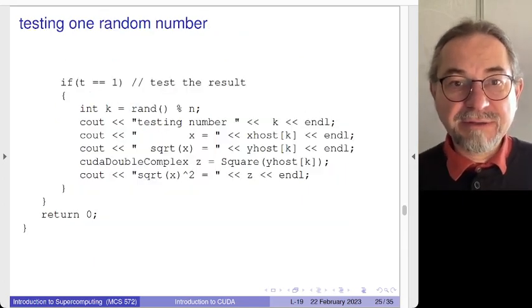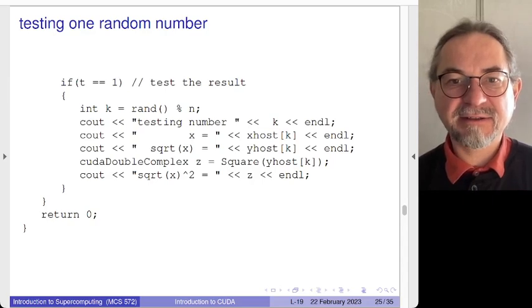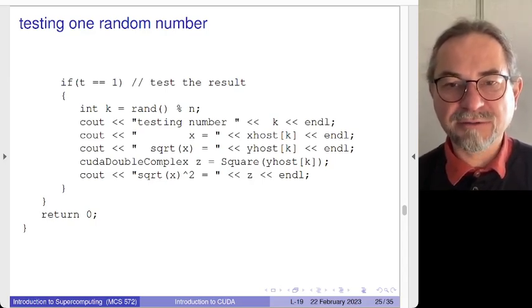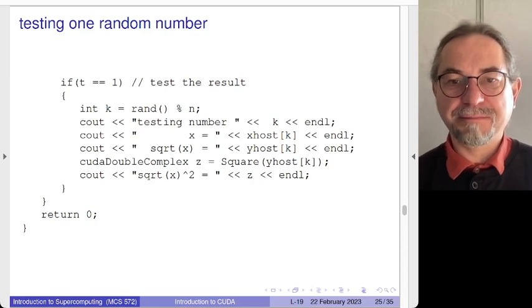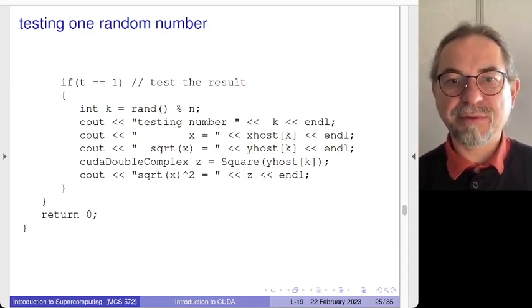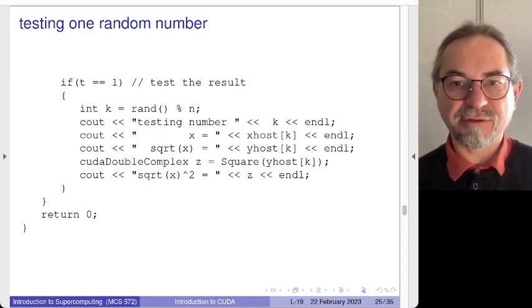Okay, so here you see the test. If the last parameter was 1, then it will pick one random index and test whether the squaring of the output agrees with the input number. So if you take the square of the square root, you should have the original number back. So this is the test.